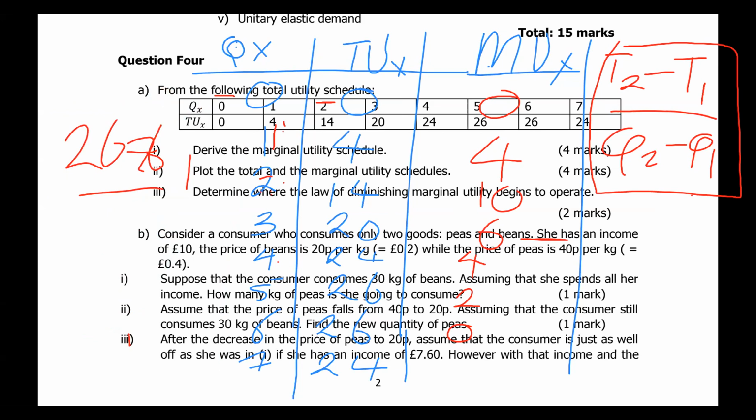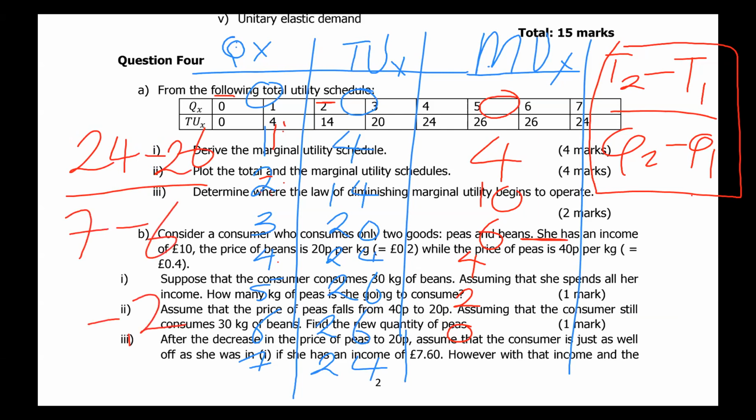Then immediately after 0, check when marginal utility is 0. What did we say comes next from the graph? Immediately after marginal utility is 0, afterwards it becomes negative. So observe, you will say 24 minus 26 divided by 7 minus 6. That gives us negative 2.